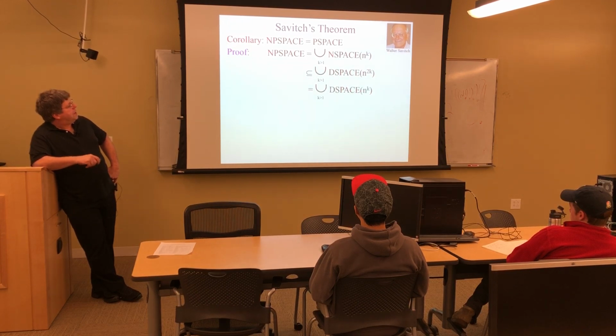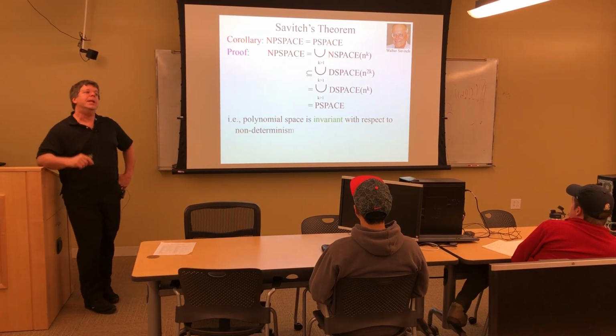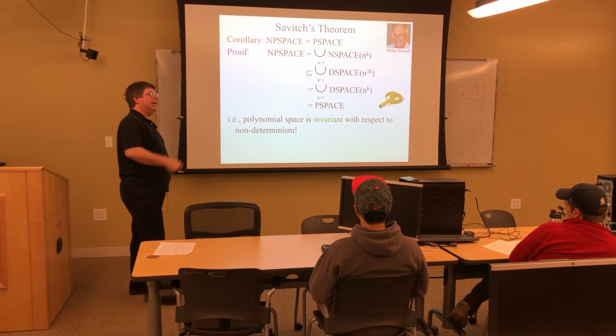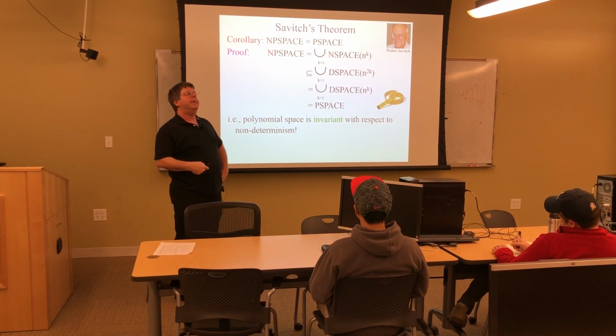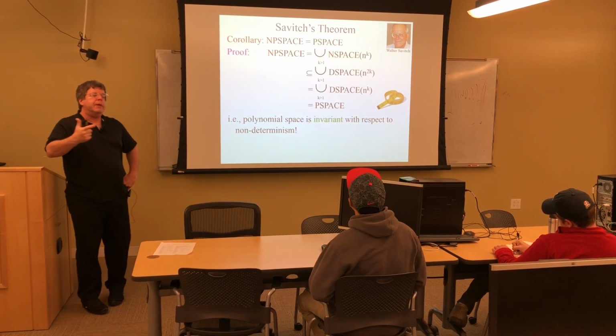So this is just D space n to the k, and this space n to the k is just P space, so both of them are equal to P space. And that's why when we say P space, we don't differentiate between NP space and DP space, deterministic polynomial space and non-deterministic. Now you know why you just call it P space, and we don't have two different ones.